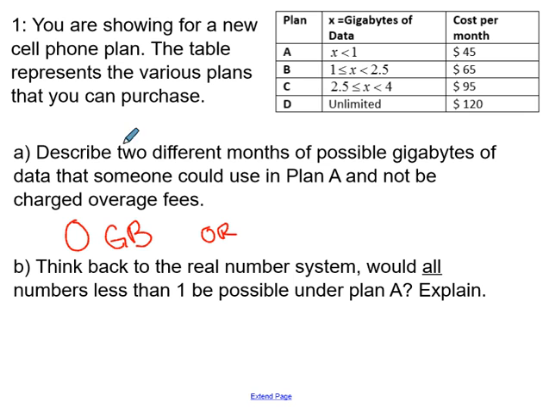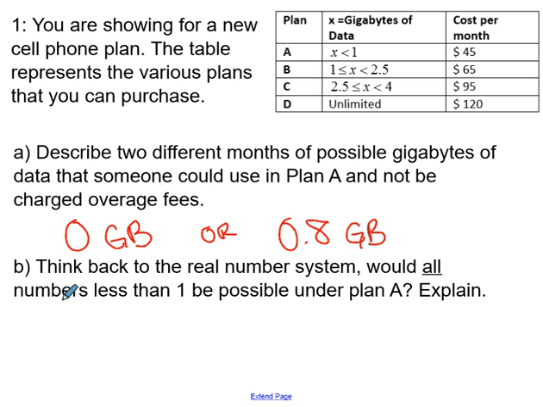Or we want two options. The second one could be, I don't know, pick a random decimal, 0.8 gigabytes of data. So less than 1, but more than 0, some decimal in there. You could pick different answers for this. I just pulled those answers out of thin air.